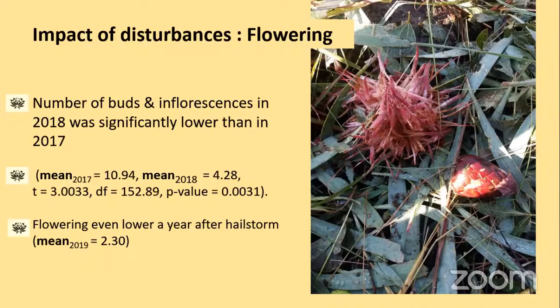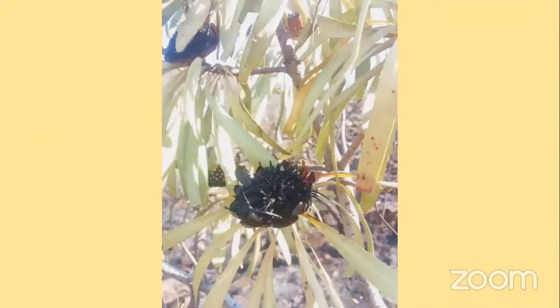While the impact of hail was quite severe on infructescences, the old flower heads, they actually appeared to be able to survive some of the fires. Therefore, the sharp decline that we saw in flowering can mostly be attributed to the impact of hail rather than the impact of fire.